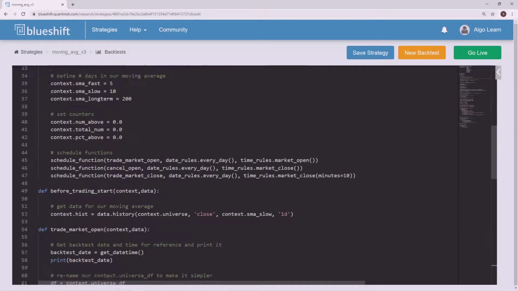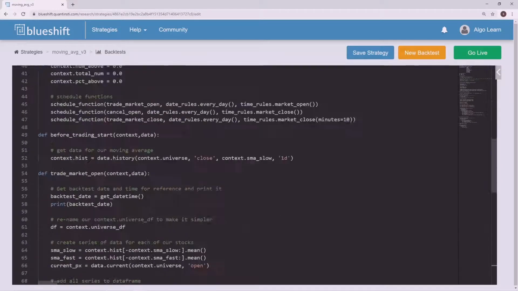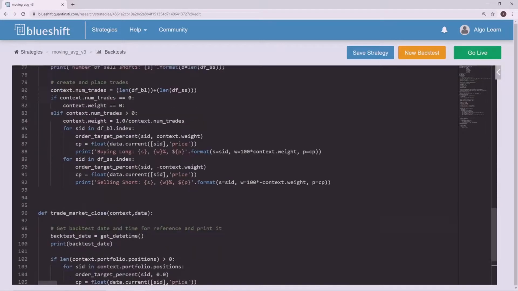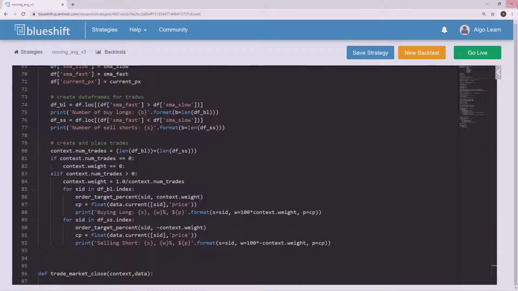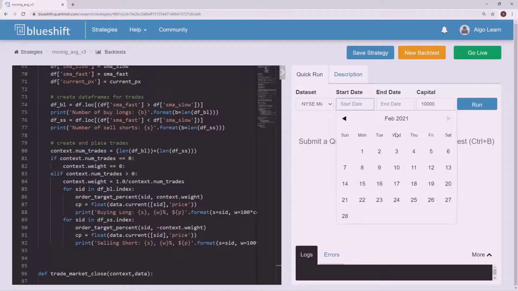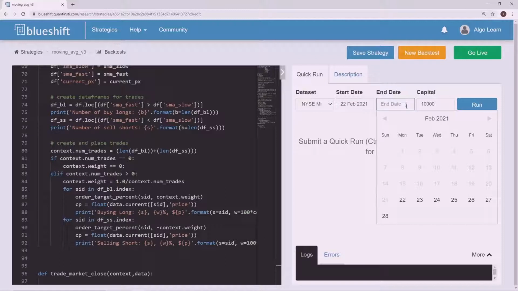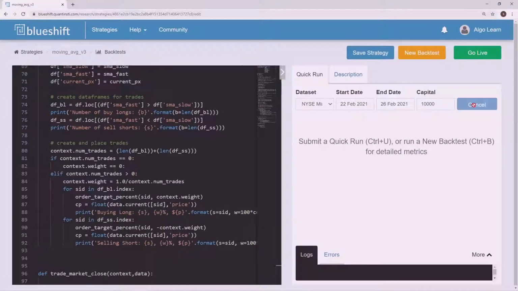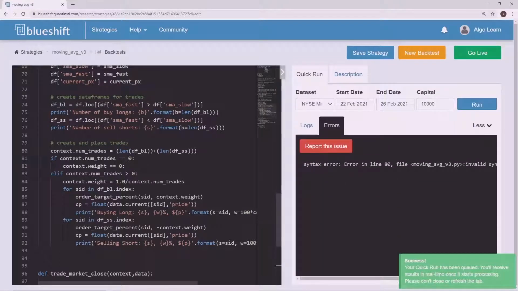Okay. All right. So there we have it. That is our code. Let's see if we have any syntax errors and set up a quick run here. We're going to go to NYSE minute, and let's go from the 22nd to the 26th, and hit run. Okay, error in line 80.